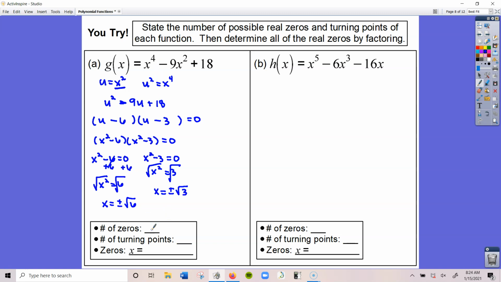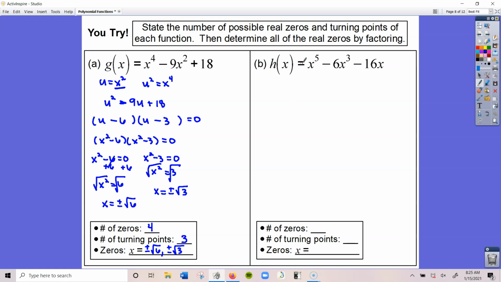So based on the equation, we would have 4 zeros with at most 3 turning points. And these are both real numbers, so plus or minus the square root of 6, as well as plus or minus the square root of 3, which gives me those 4 zeros: the positive and negative square root of 6, and the positive and negative square root of 3.